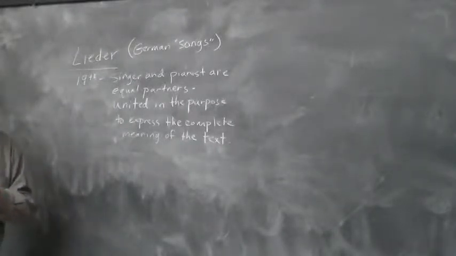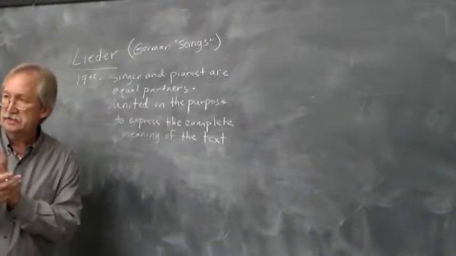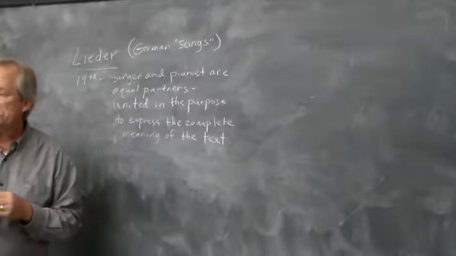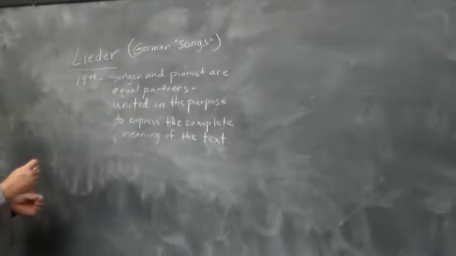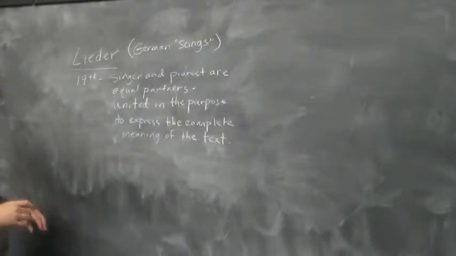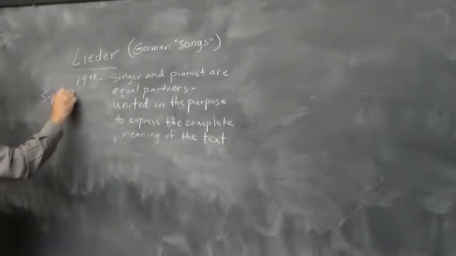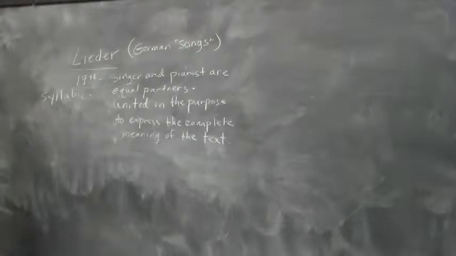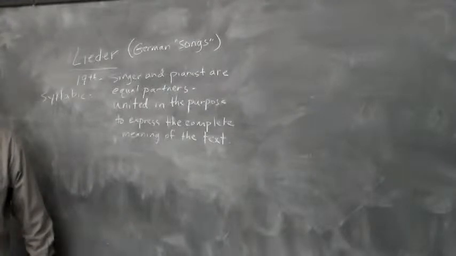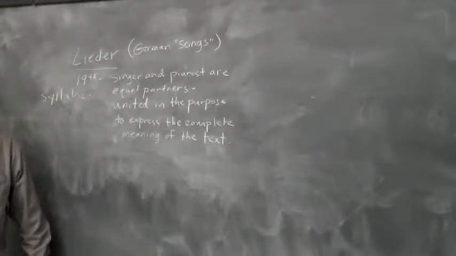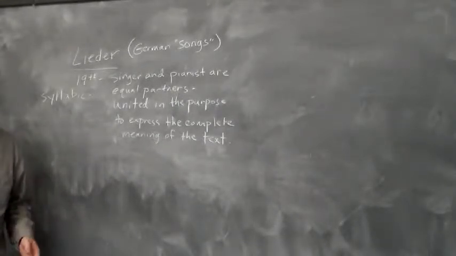We'll be trying to describe the way that the composer sets the poetry. And so there are some terms that I want to present that describe different aspects of this literature. For one thing, it is basically a syllabic setting of the text, so one note per syllable in general. This is in contrast to an operatic style, an aria style, in which you have a melismatic setting of the text.